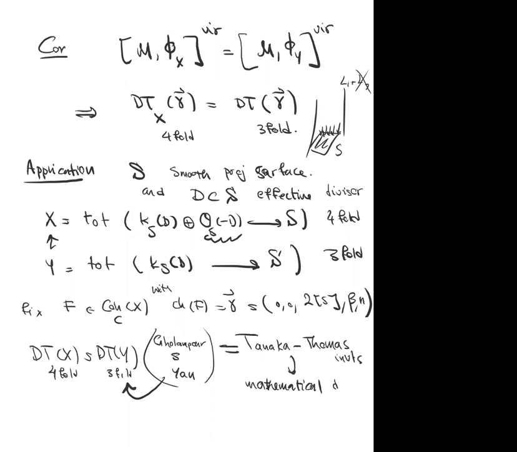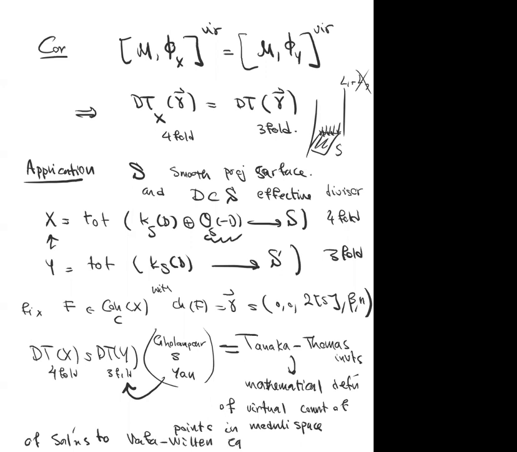Those are the mathematical definition, in fact, of a virtual count of points in the moduli space of solutions to Vafa-Witten equations. So very important physical equations, very, very important physical theory. So in fact, Tanaka-Thomas mathematically were the first people who defined what a Vafa-Witten invariant really means.